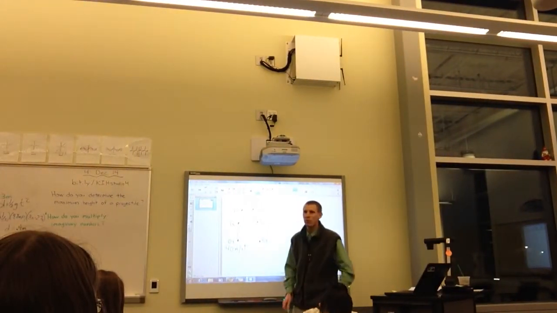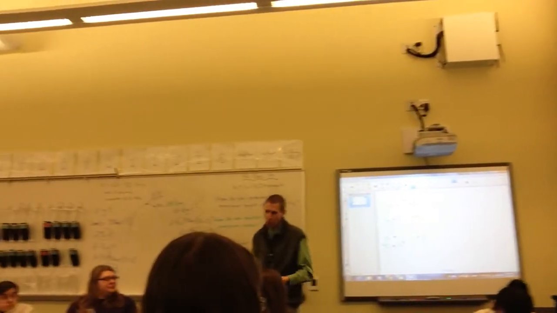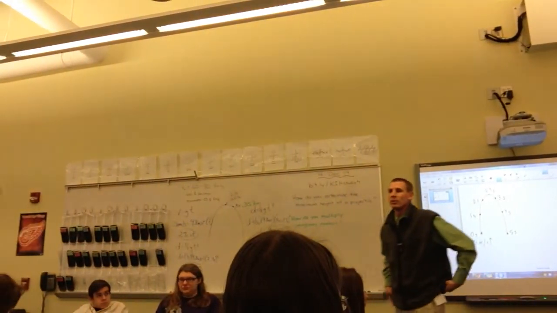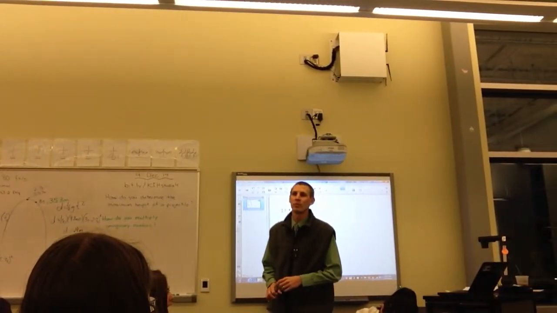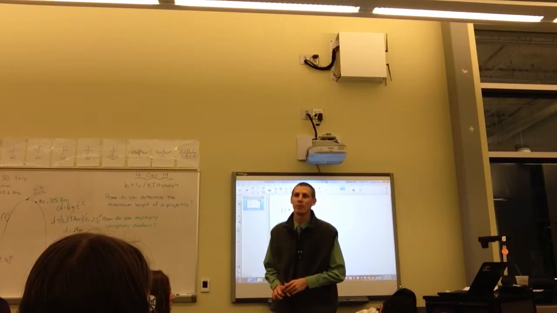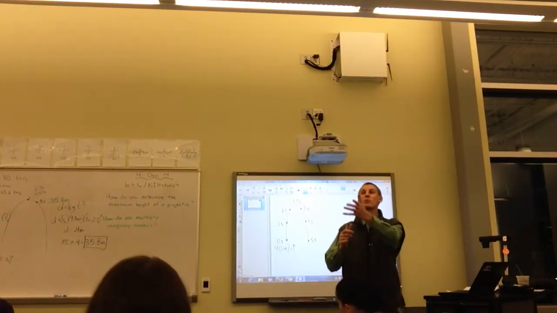So what's the acceleration due to gravity? 9.8 meters per second squared. What's that mean, Jake? It means that gravity is pulling the projectile down 9.8 meters a second, and then you have to square it. I don't know. So, yeah, I would say you're 90% there.